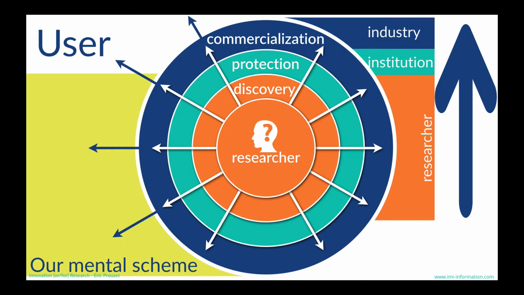So the problem is that when we look at what is our actual mental scheme, we see here that at the center of our ecosystem, we place the researcher doing research and discovering something. Then what we do is usually to go to our institution and ask our institution to help us to protect it. The institution, the research institute, the university will pay for filing a patent.